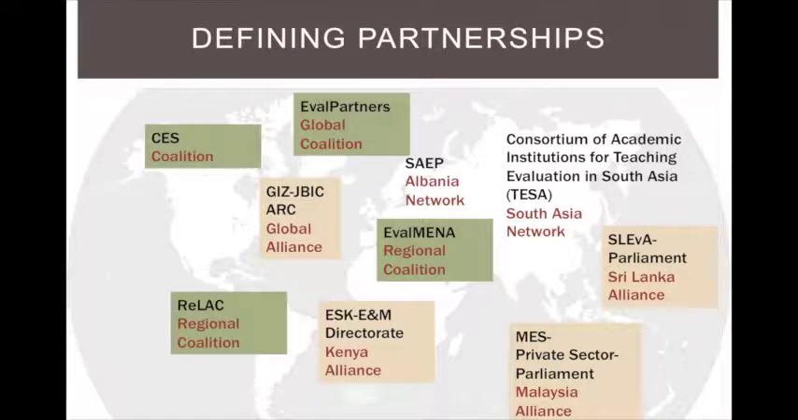Now, examples of coalitions. Here you see one country coalition. An example of a country coalition is the Canadian Evaluation Society, CES. And then two regional coalitions, RELAC, which is a coalition of Latin America and the Caribbean, and EVALMENA. This is the evaluation associations of Middle East and North Africa that have come together. And finally, an example of a global coalition, EvalPartners, that you're all familiar with.